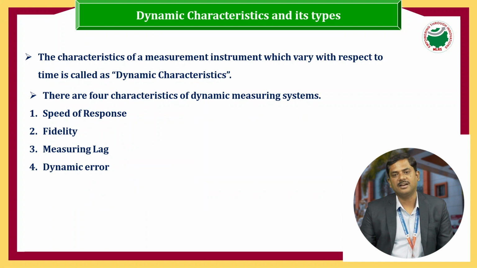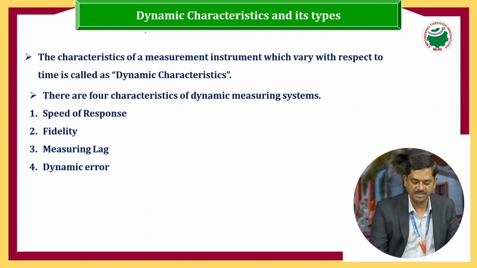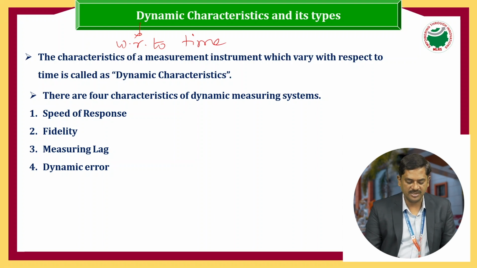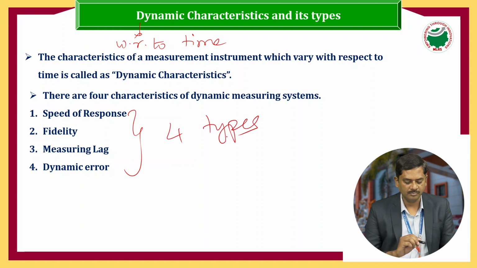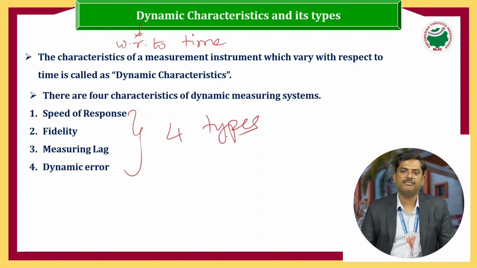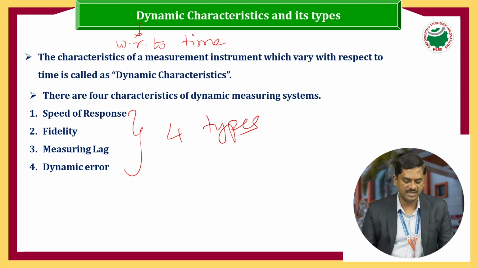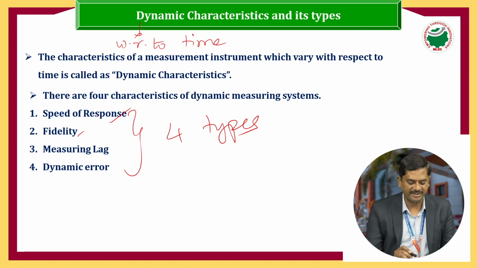And coming to the dynamic characteristics, dynamic means the parameters which vary with respect to time. So any parameter which has variation with respect to time is called dynamic characteristics. Under dynamic characteristics we have four types. The first one is the speed of response. What do we mean by speed of response? How fast the system is responding to a particular input is called speed of response.